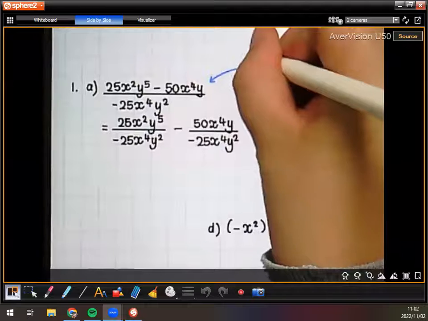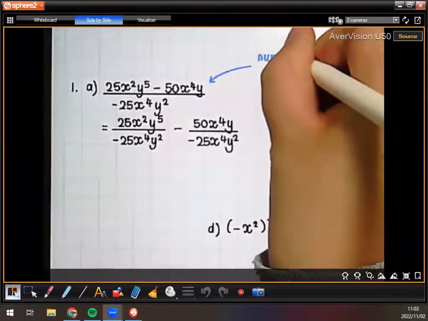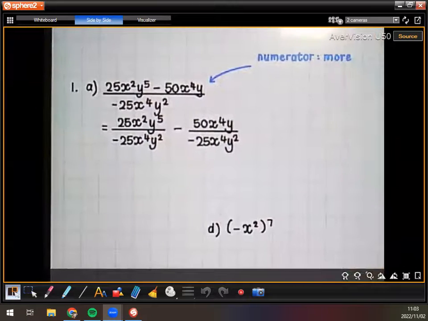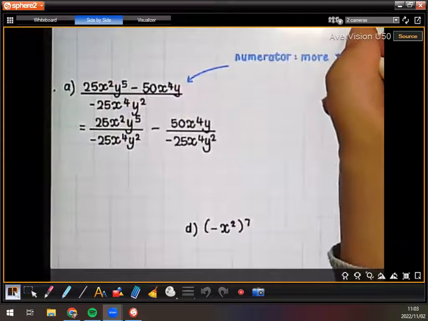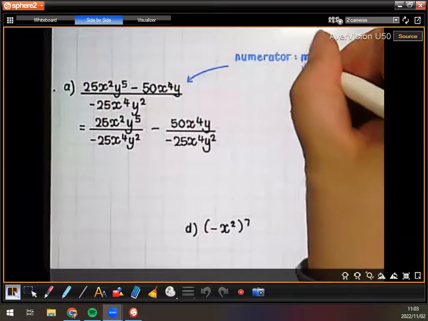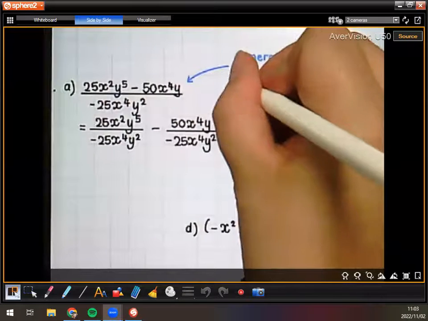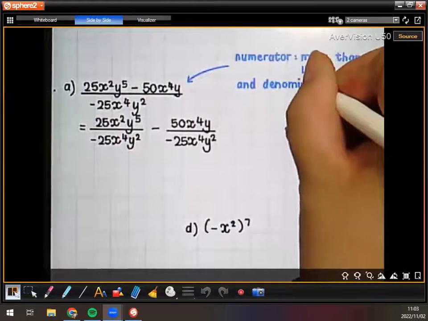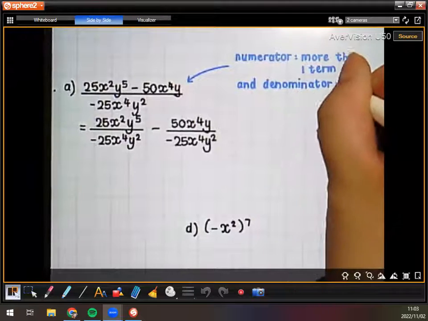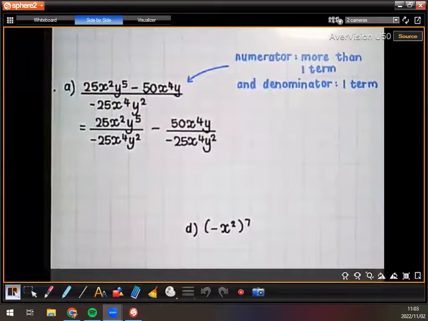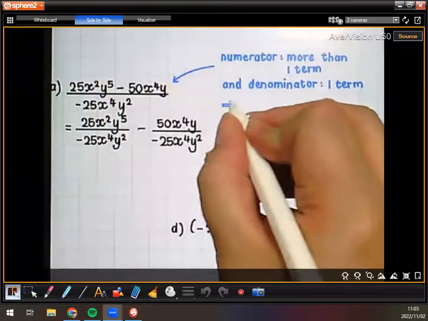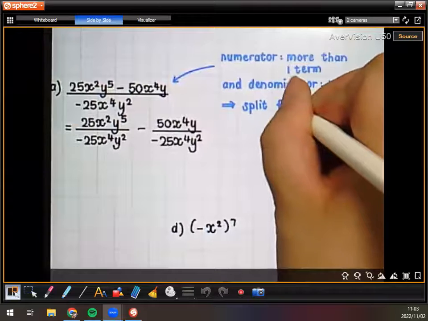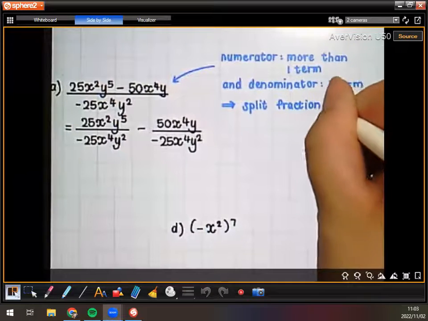Numerator, more than one term, and denominator, one term. Then split fraction up.